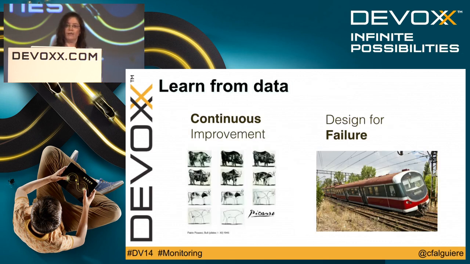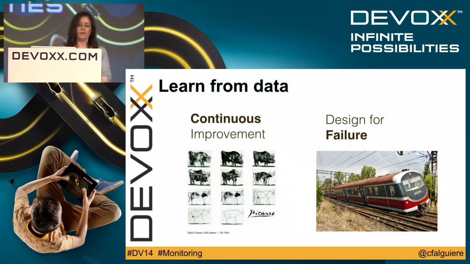So as a takeaway, I want you to learn from data. And there are two ways to learn from data: continuous improvement. Even Picasso couldn't draw a perfect bull in one step. He made a lot of sketches before he went to the final bull.